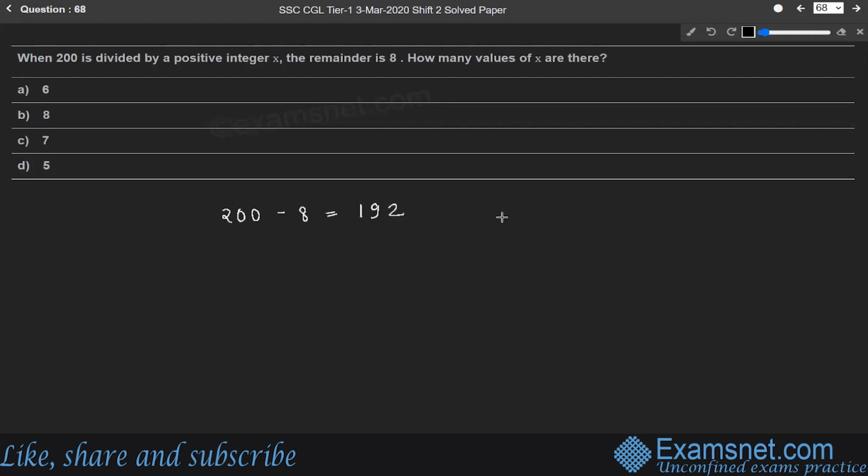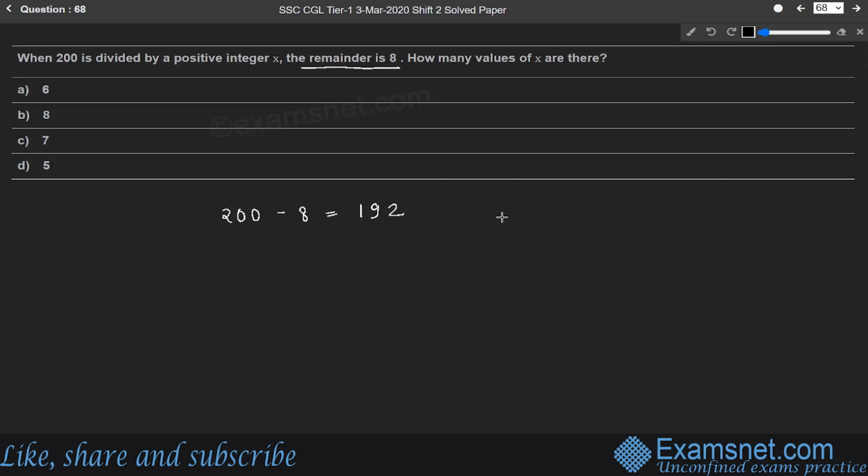Now we have to find all the values of x by which 192 is divisible. But the main point that you should consider is we cannot take the values less than 8. We can only take the values more than 8 because it is clearly given that the remainder is 8. So we have to take all the digits by which 192 is divisible more than 8. Okay. So here the mistake that so many students do is they consider x is equal to 1, 2, 3, 4, 6 and 8 as remainder. Okay. So as remainder is 8, we cannot consider x is equal to any number from 1 to 8. x should be greater than 8. So this is the point that you should keep in mind.